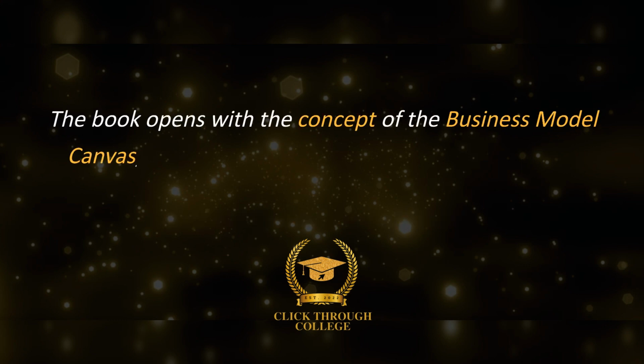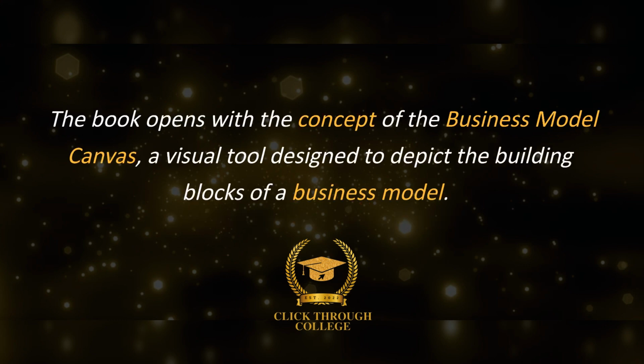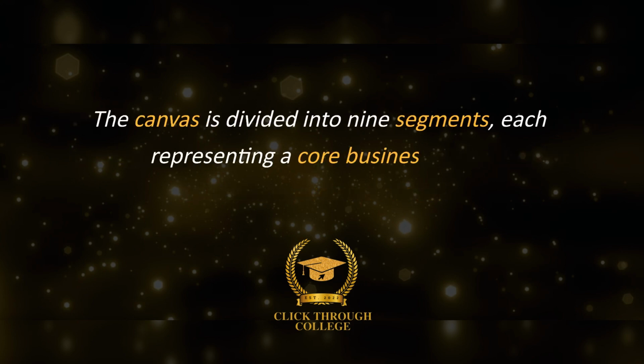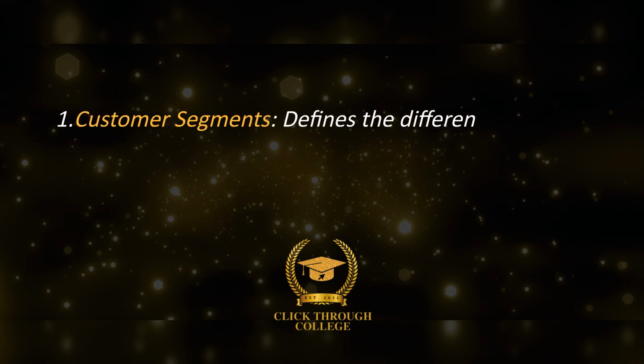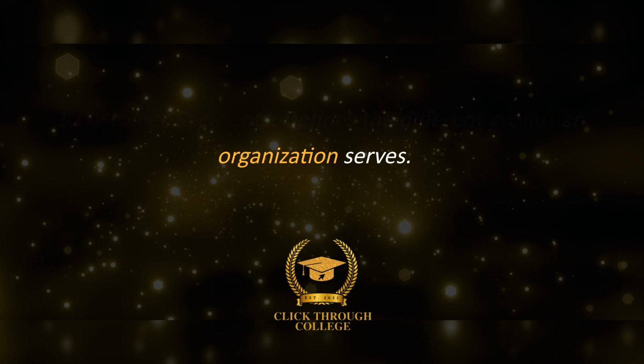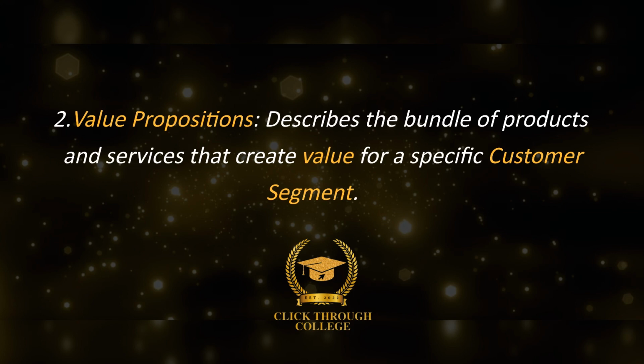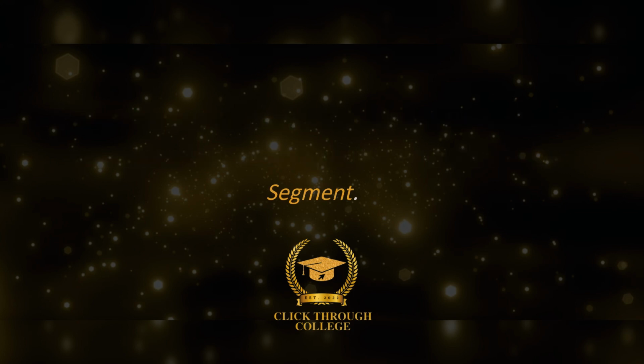The book opens with the concept of the business model canvas, a visual tool designed to depict the building blocks of a business model. The canvas is divided into 9 segments, each representing a core business area. 1. Customer segments. Defines the different groups an organization serves. 2. Value propositions. Describes the bundle of products and services that create value for a specific customer segment.